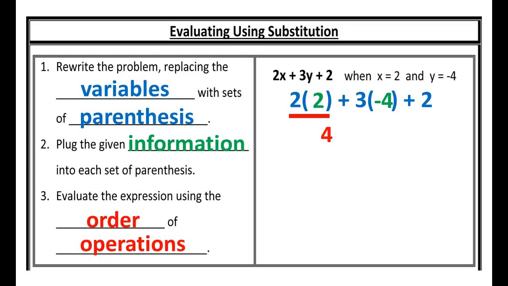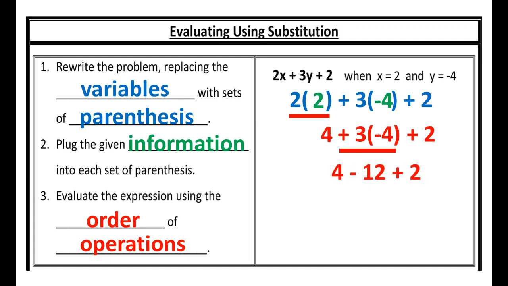2 times 2 is 4. I underline, I evaluate, I rewrite everything else. Next, I see 4 plus 3 times -4 plus 2. So 3 times -4 is my next set of multiplication. I underline, I evaluate, I rewrite.